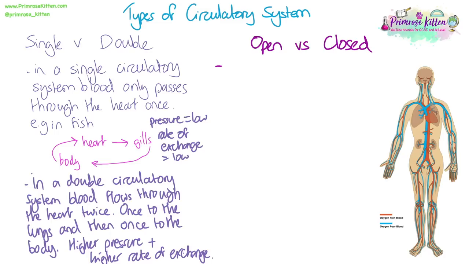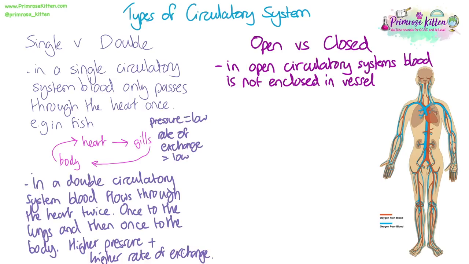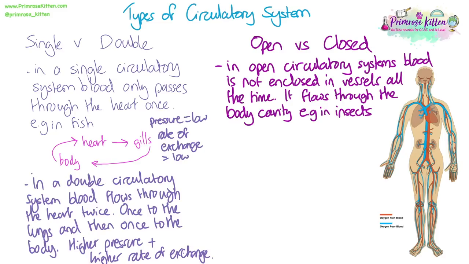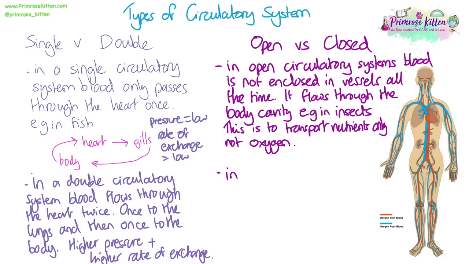We also need to be able to explain the difference between an open circulatory system and a closed circulatory system. In an open circulatory system, blood is not enclosed in vessels all the time. It can flow freely through the body cavity. This can be seen in insects and other invertebrates. This system is obviously quite slow because there is low pressure. This means that in insects, they use it to transport nutrients only, not oxygen. They have a different system of tubes to transport oxygen.